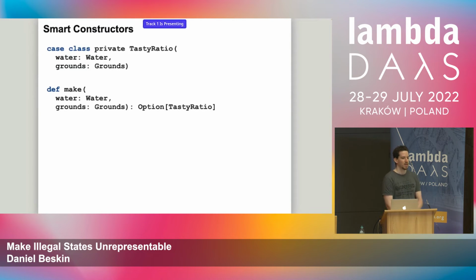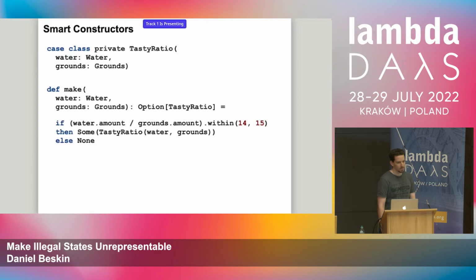So the contract of the make function is that it can take any inputs, but it will only produce a tasty ratio if the inputs are actually valid. And nothing else is possible. This will be the only way to construct tasty ratios in our program. The logic itself is probably not that complicated. We just verify the right amounts. But it is crucial to get this right.